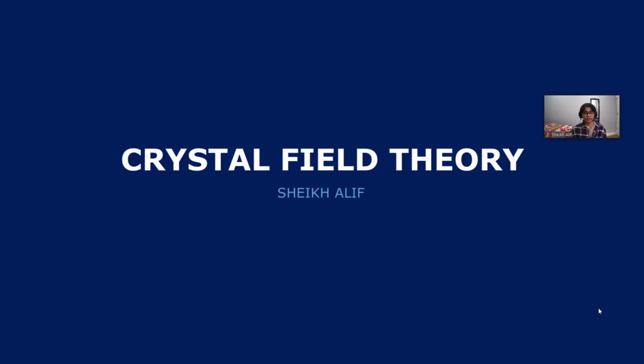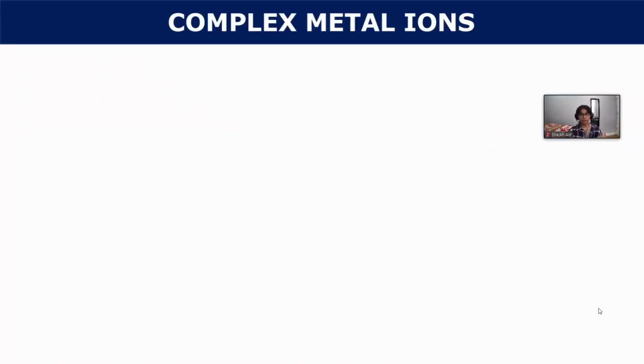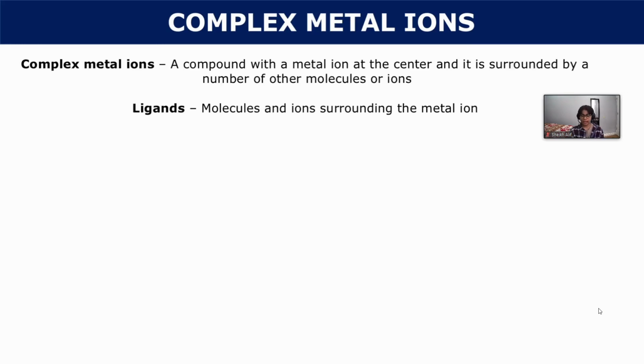Crystal field theory is a theory that explains some properties of complex metal ions that can't otherwise be explained using our existing models. In order to understand crystal field theory, you need to understand what a complex metal ion is. Complex metal ions are a compound with a metal ion at the center, surrounded by a number of other molecules or ions. Those other molecules or ions are called ligands.